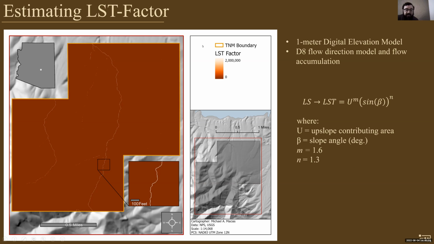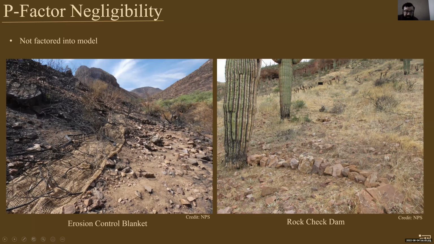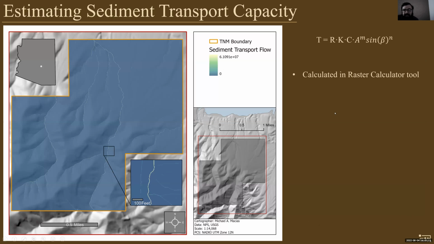There's also the P factor raster. Even though there were erosion control efforts, for example, placing erosion control blankets or even constructing small rock check dams, there was no spatial data for this, nor did I consider it significant enough to include in the model, so I did not.